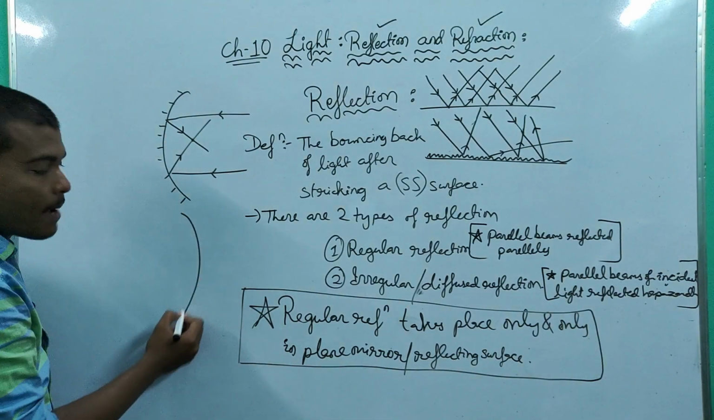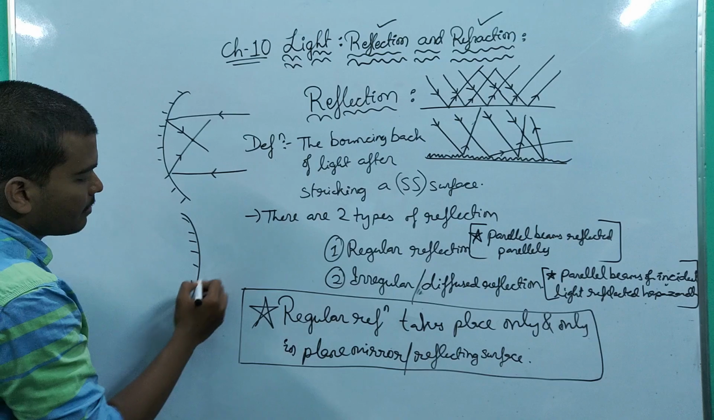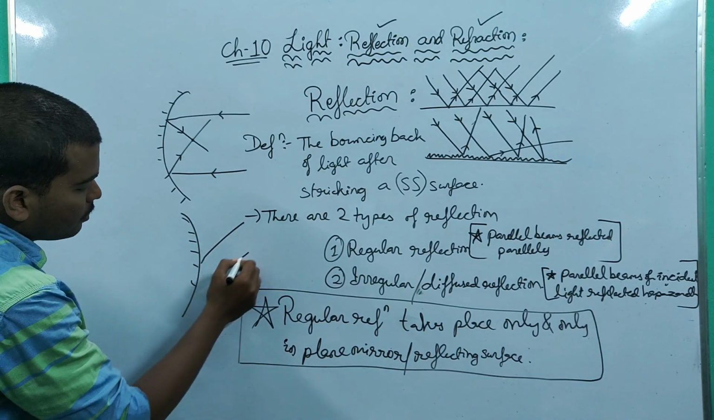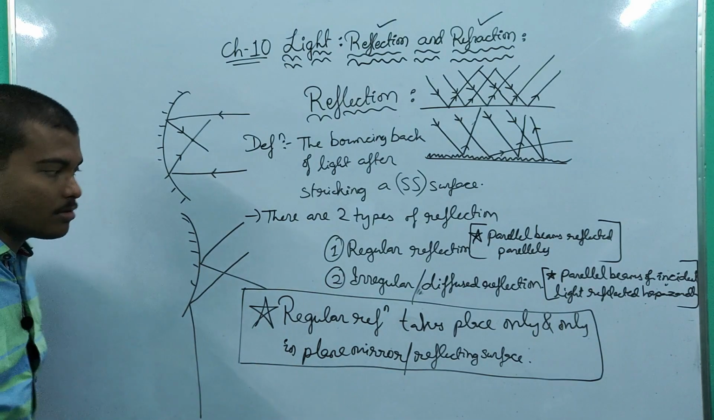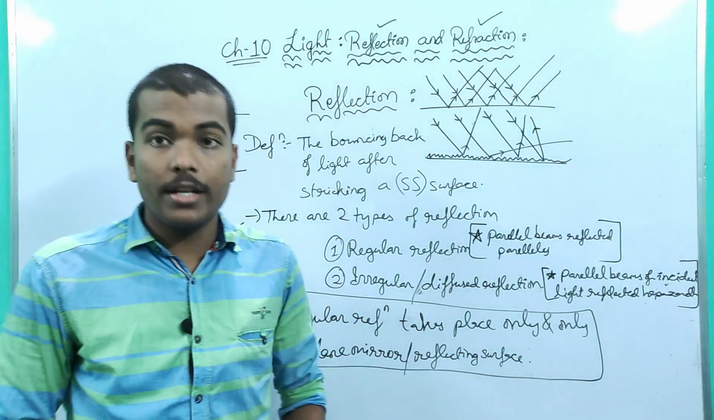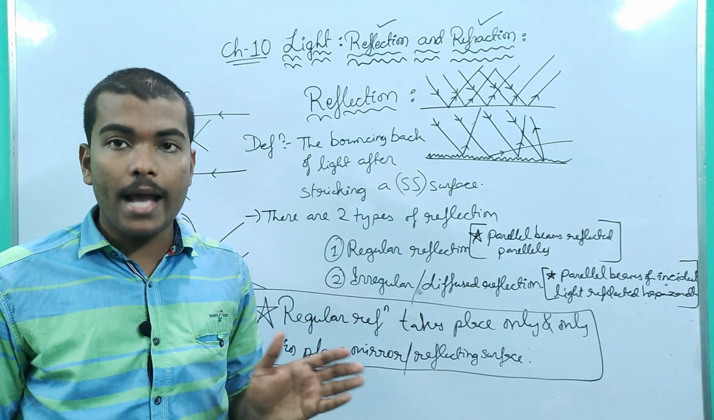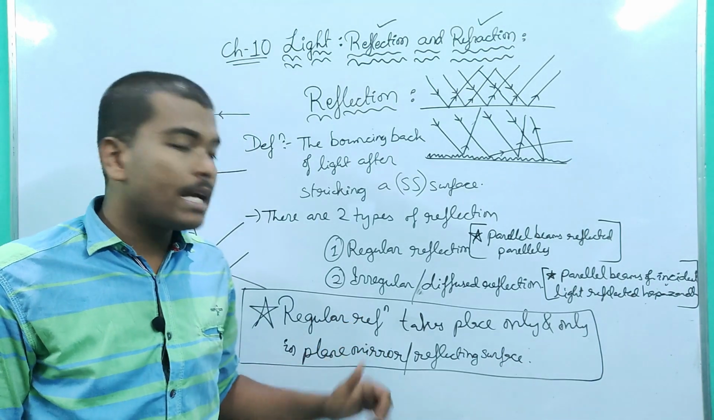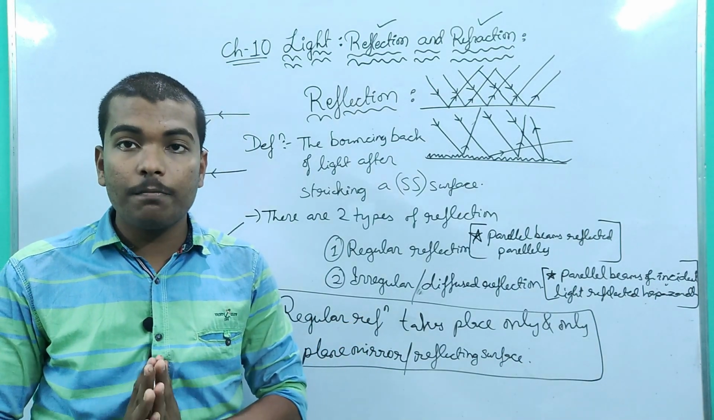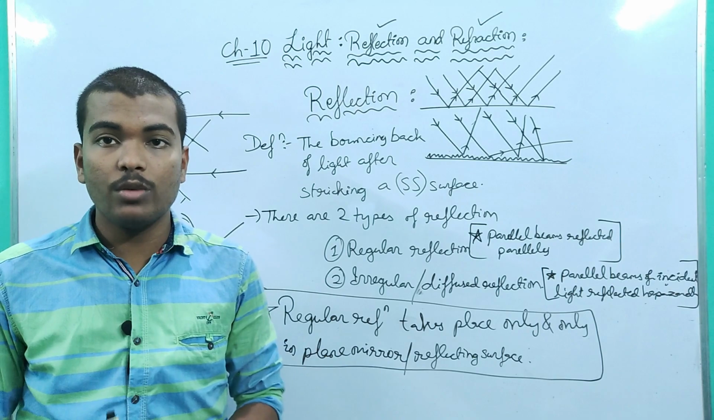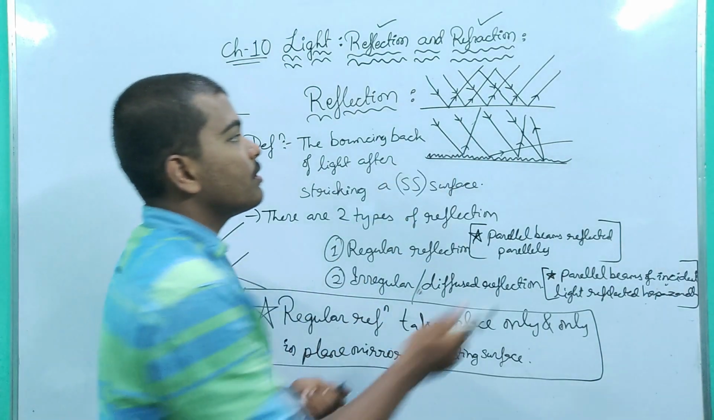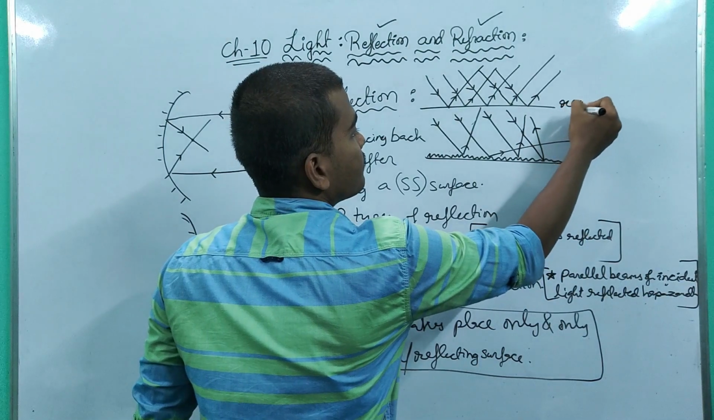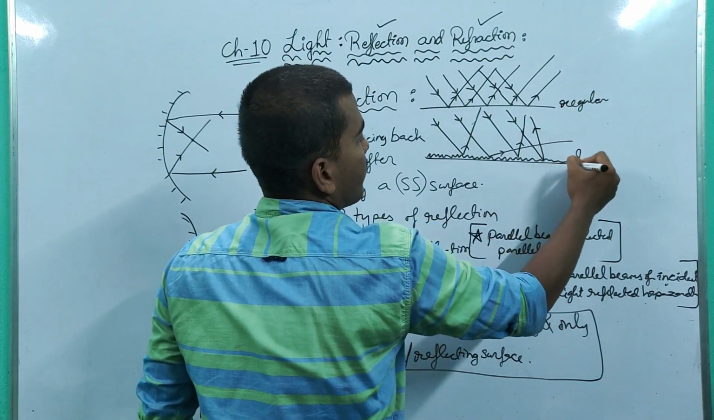A similar case also happens with a convex mirror. If you throw two parallel rays, one is going to go in this direction, another in this direction. So they do not reflect back parallelly. So we are going to write: regular reflection takes place only in the case of plane mirrors. Please write it down so that you do not get confused with the notes, right? And please also name it here, regular and irregular.